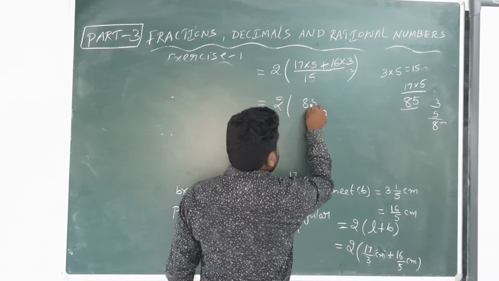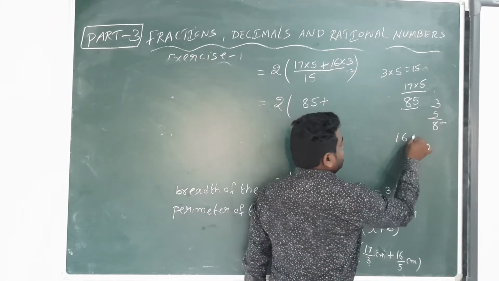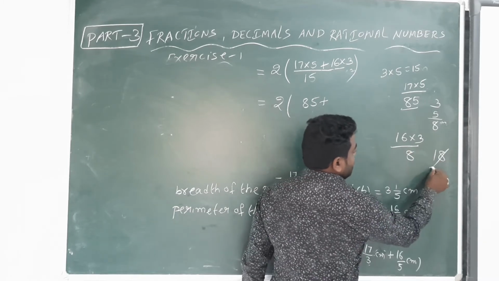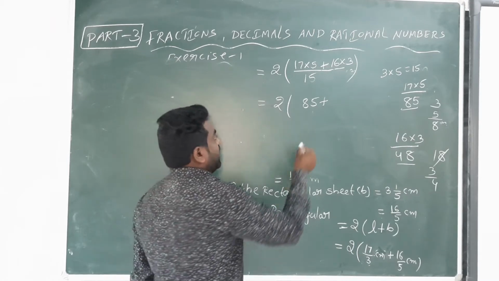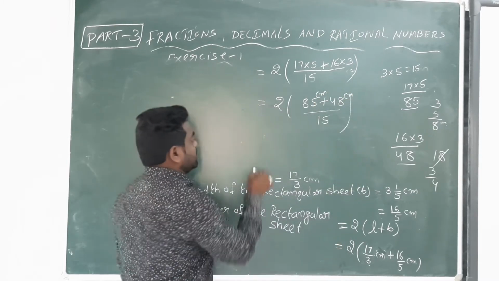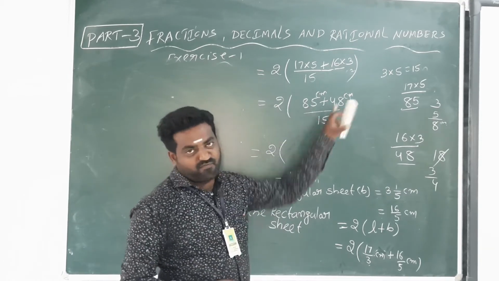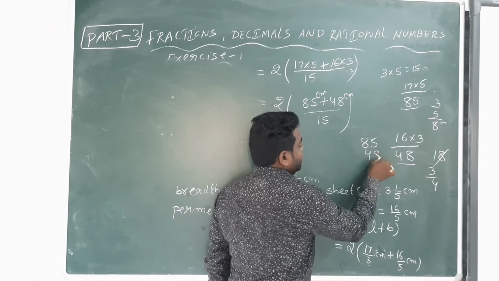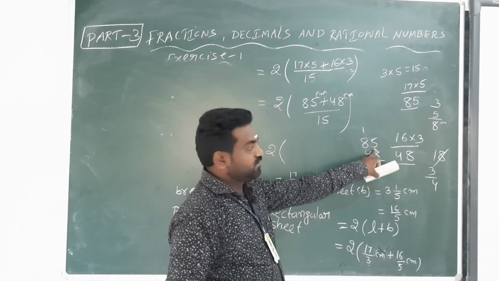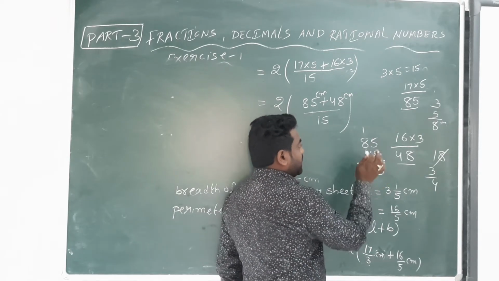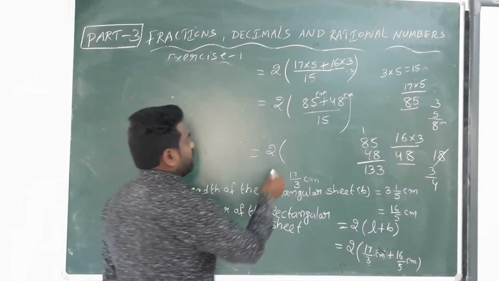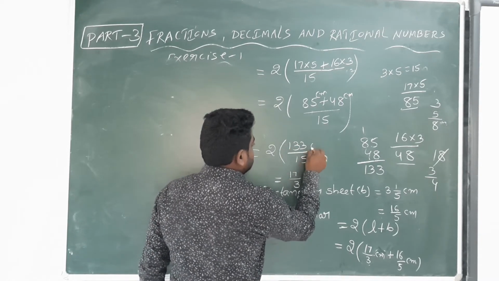2 into 85 plus 16 into 3. 6 3s are 18, 1 3 is 3, 3 plus 1 is 4, so 48. That is 85 plus 48 by 15 centimeters. Now we add 85 plus 48. 8 plus 5 is 13, 8 plus 4 is 12, 12 plus 1 is 13. So 133 by 15 centimeters.